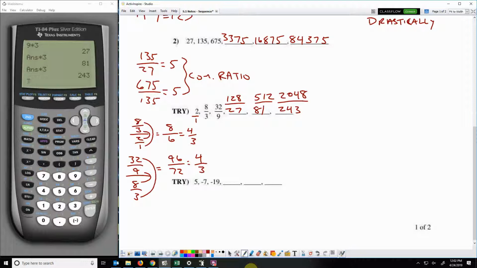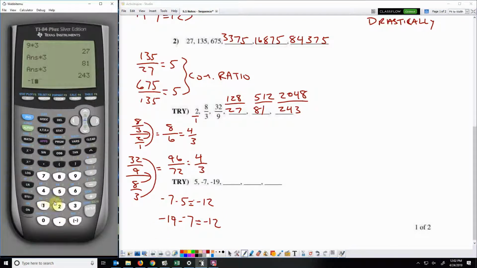And the last one here on this page looks more like a common difference. So -7 minus 5, that's -12. And then -19 minus -7. And minus negative means plus. -19 plus 7 is -12. So we've got a common difference of -12.